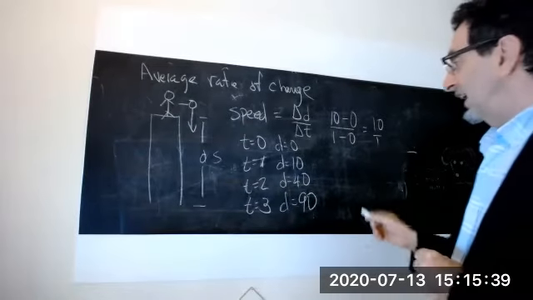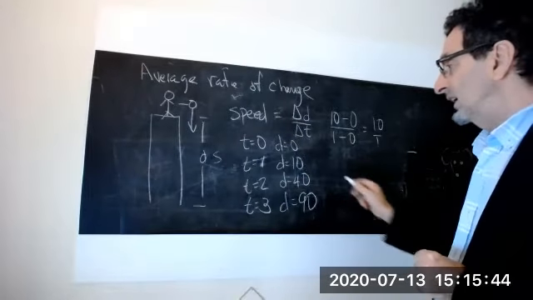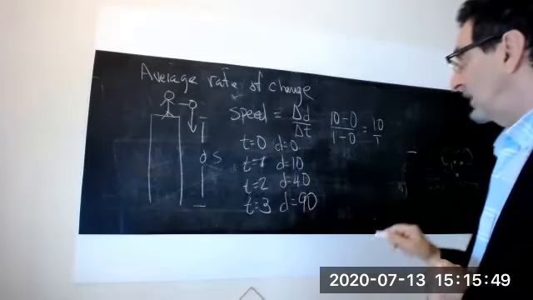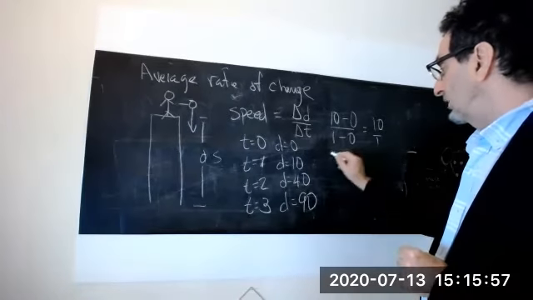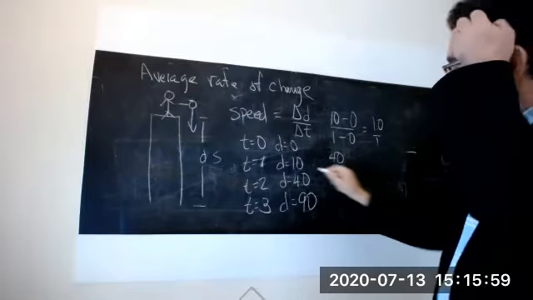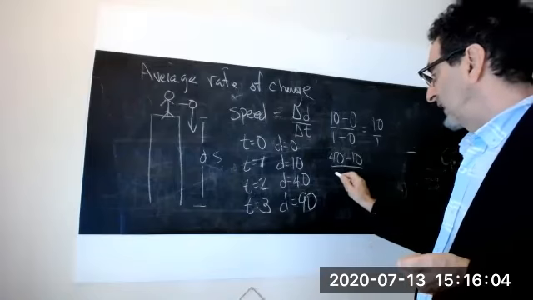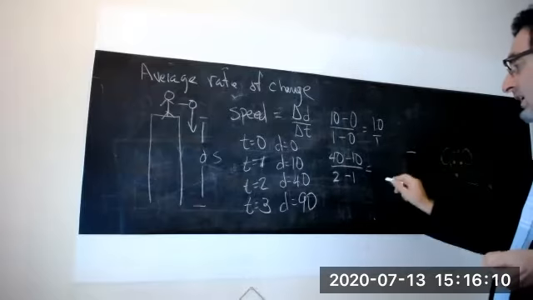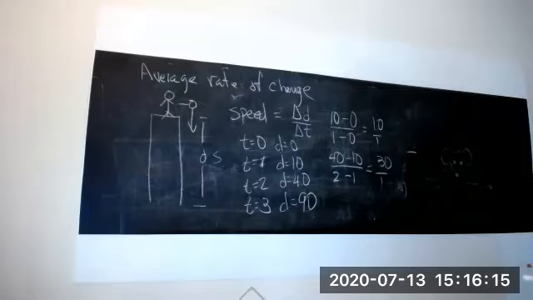Okay, next let's find the average speed in the second second. So from t equals 1 to t equals 2. So what would that be? The position at t equals 2 is 40. The position at t equals 1 is 10. And the time at the end is 2, and at the beginning is 1. So what do we get? We get 30 over 1. So the average speed in the second interval was 30 meters per second, let's say.